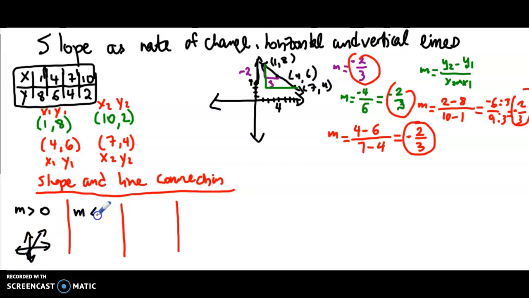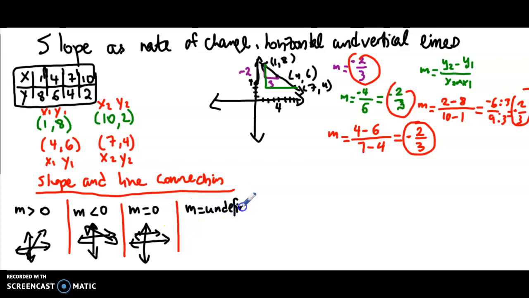If the slope is negative, which was the case here, we expect the line to be decreasing from left to right. So it's going to be looking something like this. The slope can be 0. If the slope is 0, the line will be a horizontal line. And if the slope is undefined, then we're talking about a line that is vertical.